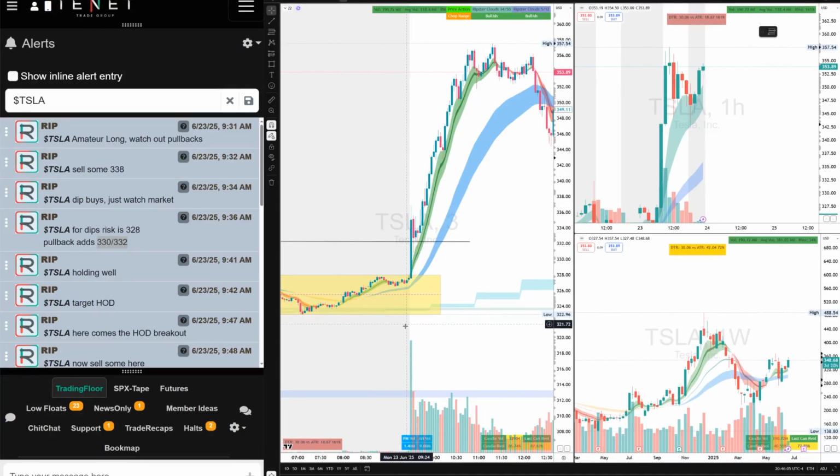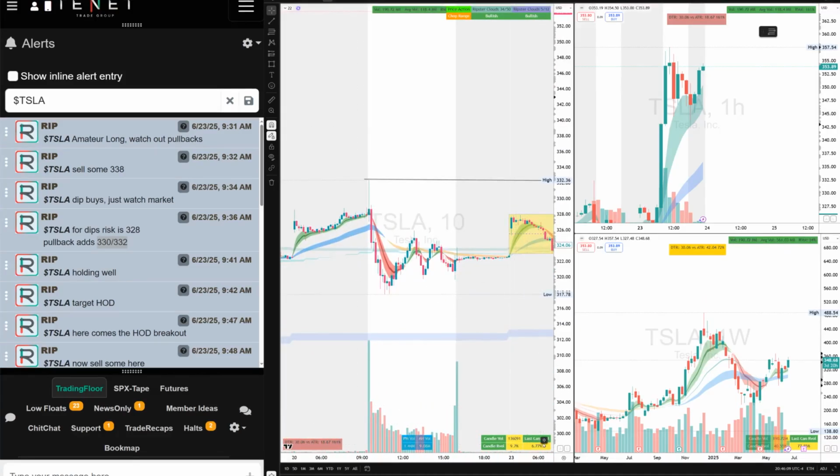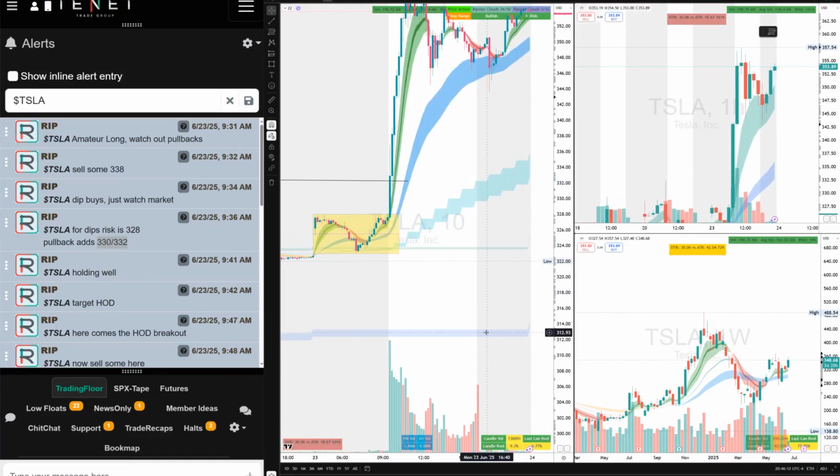So that's where you buy, because your risk is 328. Wherever you're buying, if it doesn't work, you would cut it. But the dip buys at 330, 332 work.